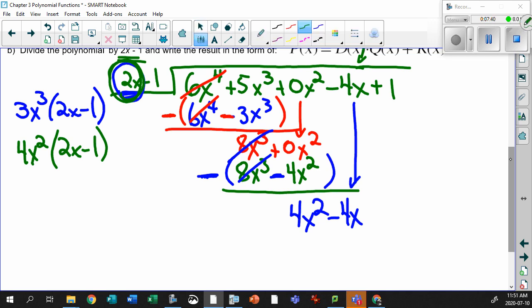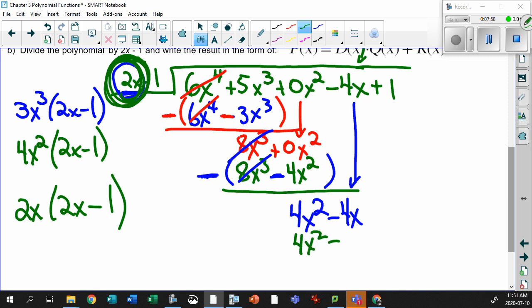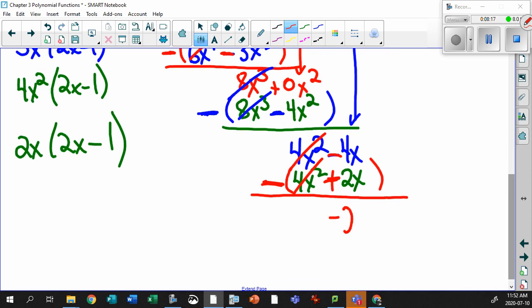Back to the drawing board again. What times 2x is going to give me 4x squared? Well, of course, 2x times 2x is going to give me my 4x squared. But don't forget, you have to multiply the whole thing out here. So this is going to give me 4x squared minus 2x. Line up and subtract the whole thing. That cancels out again. Minus, minus, minus. A minus minus makes this a plus. Minus 4x plus 2x is going to give me minus 2x.